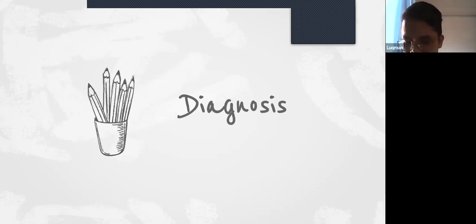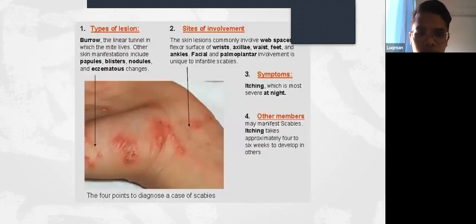So how do you diagnose scabies? First, there are 4 points to diagnose scabies. First one is the type of the lesion. The second one is the site of involvement. The third is symptoms. And the fourth is other members having itching, which takes approximately 4 to 6 weeks to develop in other parts of the body.